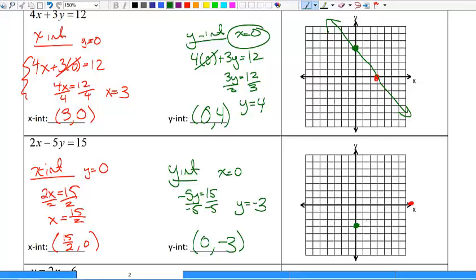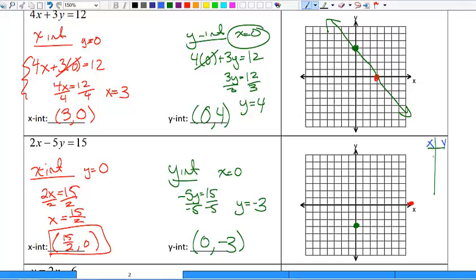Now if you are feeling like 7.5 is not necessarily your favorite thing to graph, you can always find a third point. Now if someone asks you for the x-intercept, this is truly the x-intercept, 15 halves comma 0. You can't change that. But if you don't really want to graph a fraction, you could find a third point by just picking any value you want for either the x or the y.